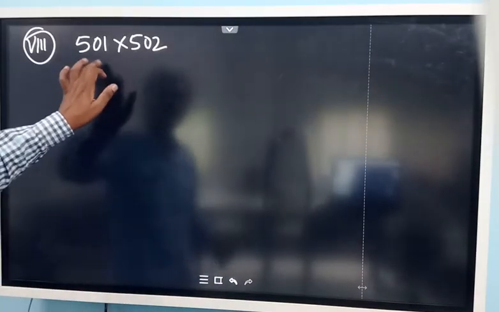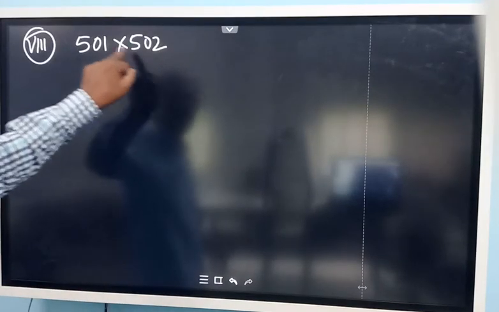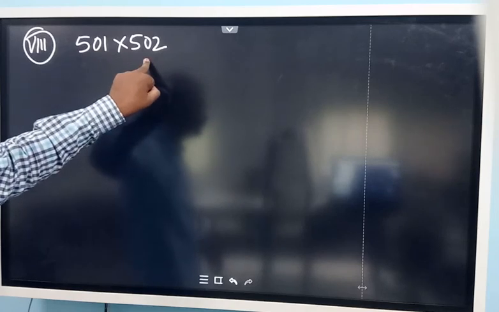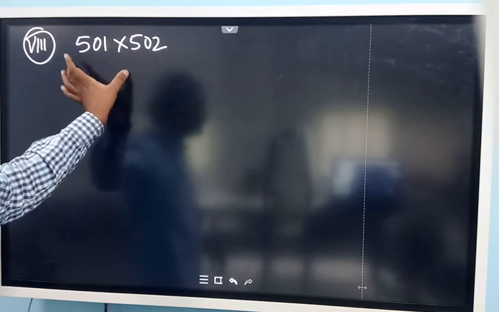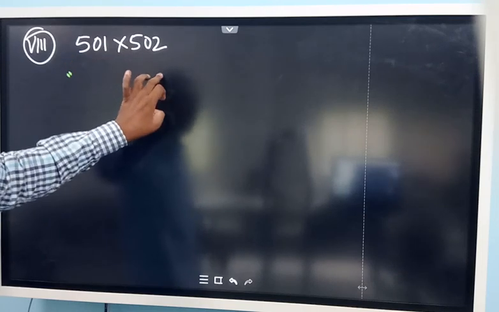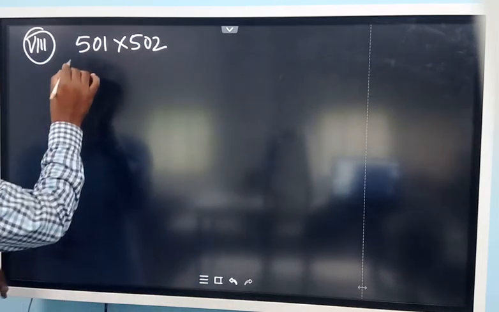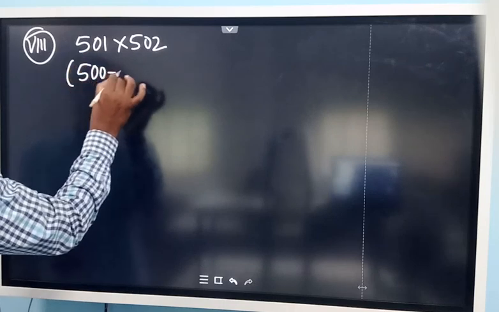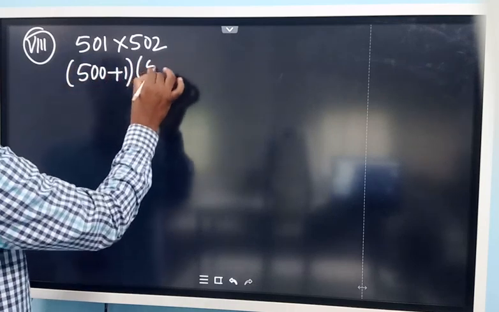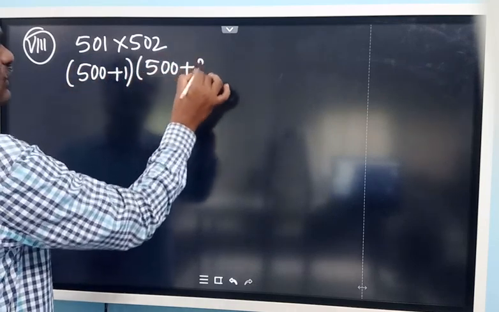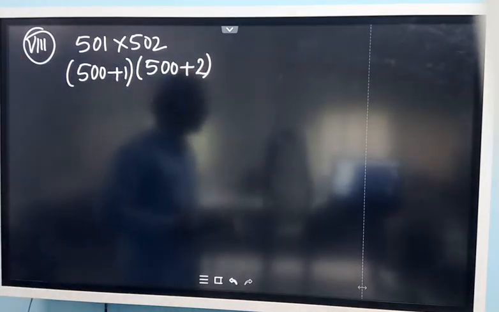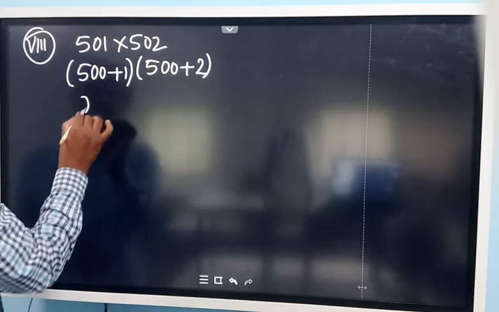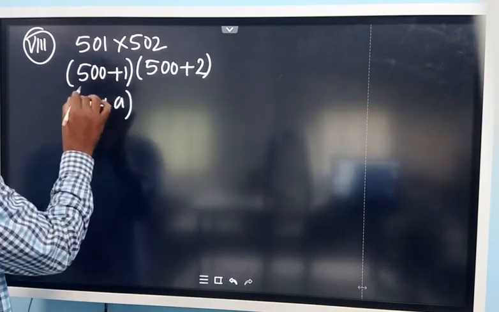So you have to find out the value of this one using identity only. 501 into 502. So now you can rewrite this in a different form. Instead of writing 501 into 502, you can write it as 500 plus 1, 500 plus 2. So when you look at this, you can recall one identity, that is x plus a, x plus b.